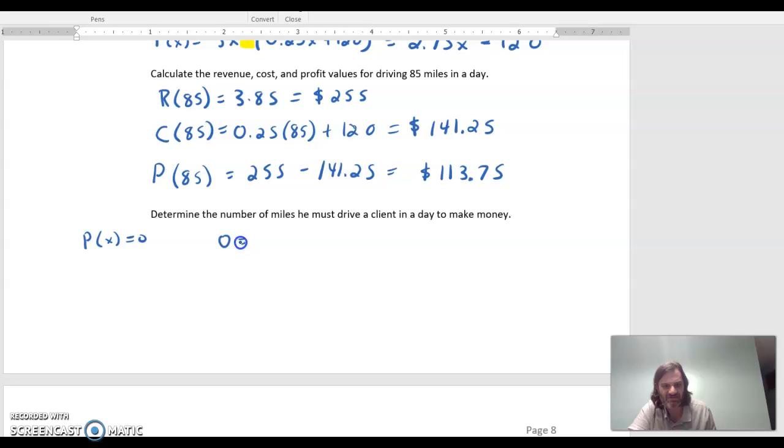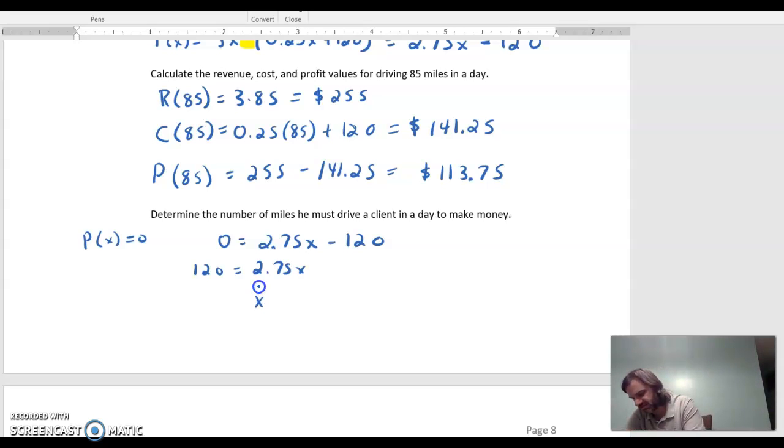So we'll say 0 equals 2.75x minus 120, and we'll solve that. This will tell us how many miles he needs to drive to make money. We'll bring the 120 over. 120 equals 2.75x. We'll divide it out. 120 divided by 2.75. So that's approximately 44 miles.